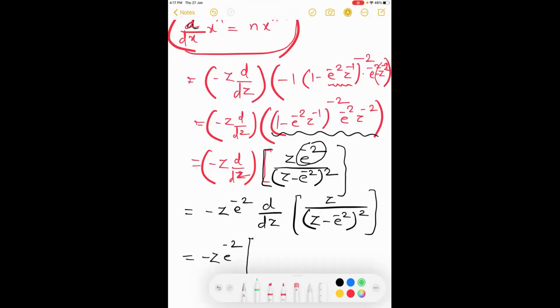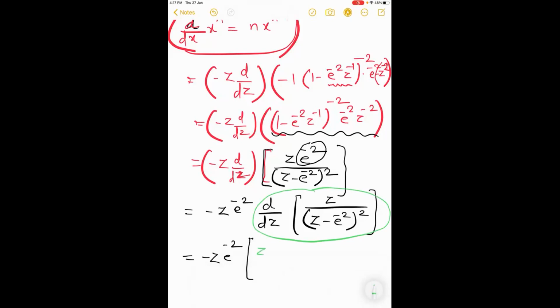How will you do this one? By which procedure can the differentiation be done? Division rule. Division rule, very good. So just by the division rule, the u by v rule for differentiation.